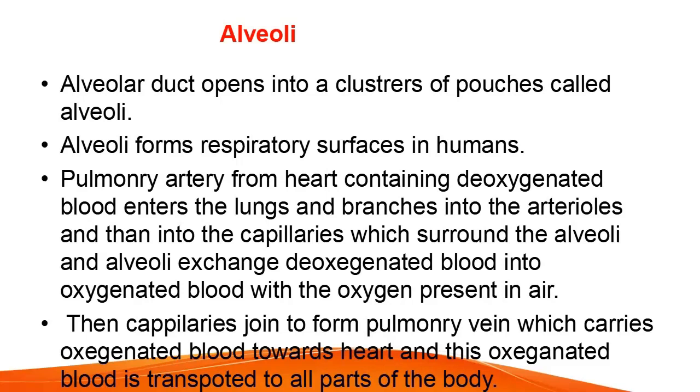These alveoli are covered by capillaries, and these capillaries take oxygen from air. Now the pulmonary artery containing deoxygenated blood enters into the lungs, and branches into arterioles and into capillaries which surround the alveoli. And at this point deoxygenated blood is converted into oxygenated blood. Then the pulmonary vein containing oxygenated blood enters into the heart, and this blood is transported to all body parts. And in this way this process keeps continuing.